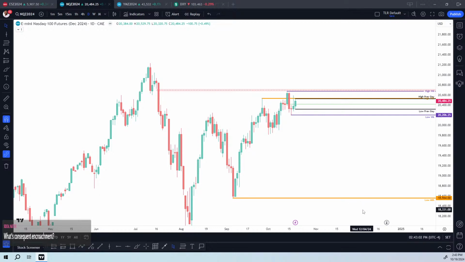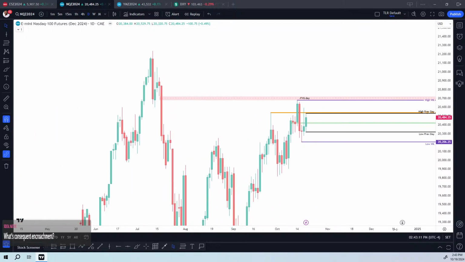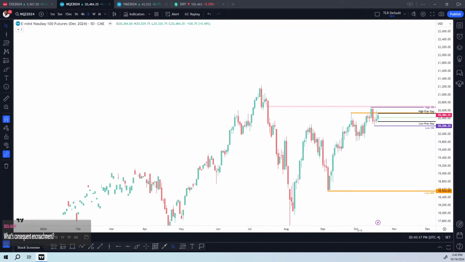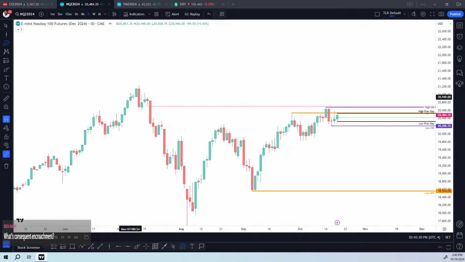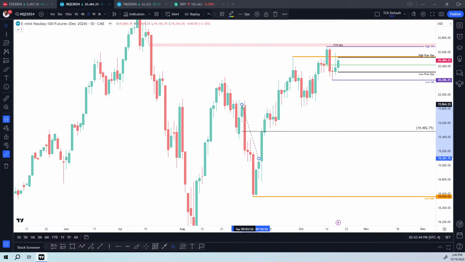Consequently, the easiest way for people who haven't studied ICT concepts to keep up with all these words is to just think about 50%. 50% of anything that you're looking at is a key point, because there's a million 50%s. 50% of this range right here is called equilibrium. 50% of a gap is called consequent encroachment. 50% of an order block is called mean threshold. Just think about 50%, whatever range you're looking at. If you can't remember what the name of it is, run your fib on it and just look at the 50%.